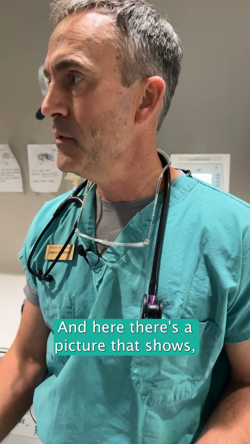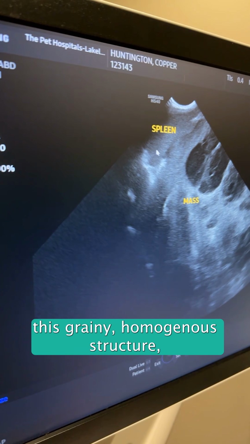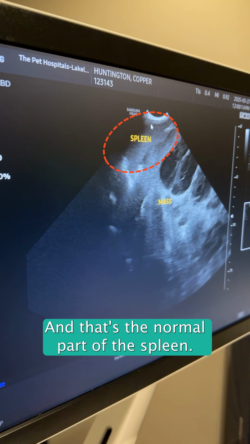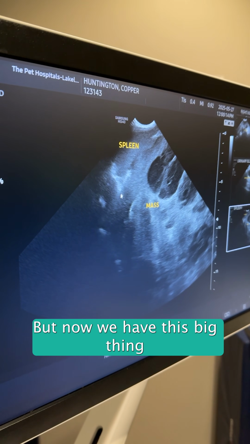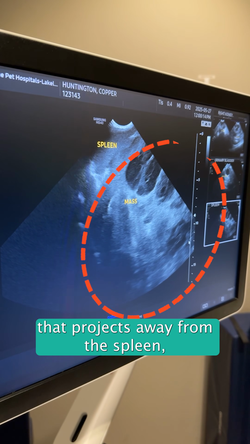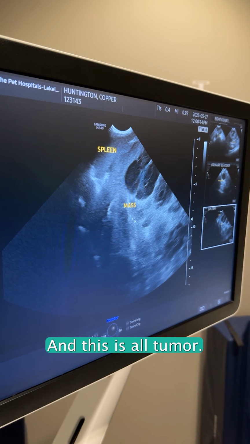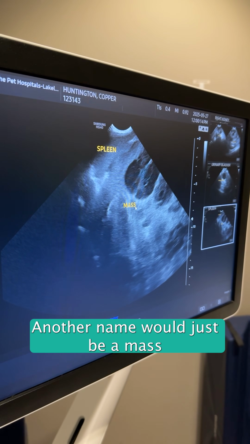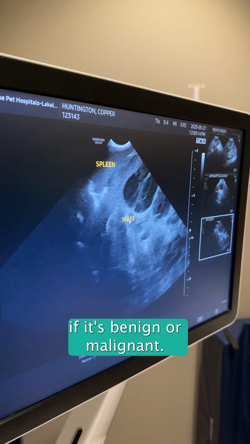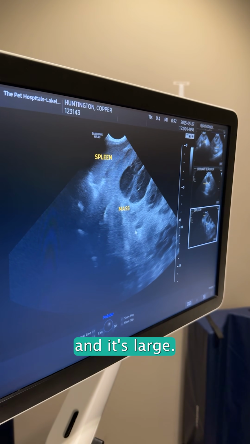And here, there's a picture that shows this grainy homogeneous structure, which is actually the spleen, and it's the normal part of the spleen. But now we have this big thing that projects away from the spleen, and we only have part of it captured in this image, and this is all tumor. Another name would just be a mass, because we don't know if it's benign or malignant. We just know that it doesn't belong there and it's large.